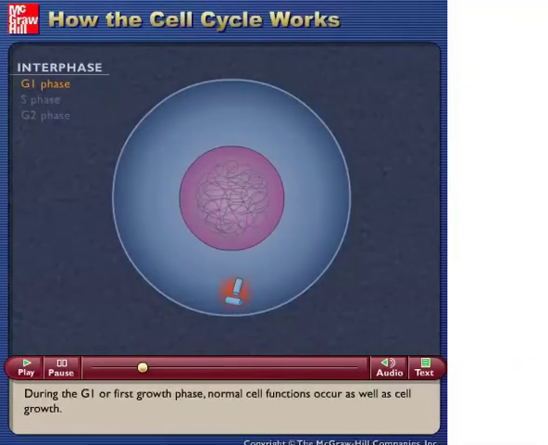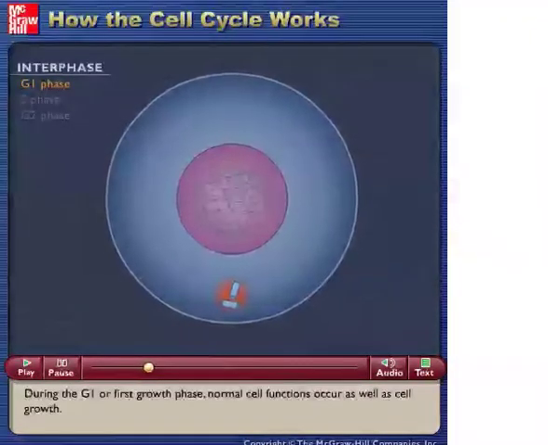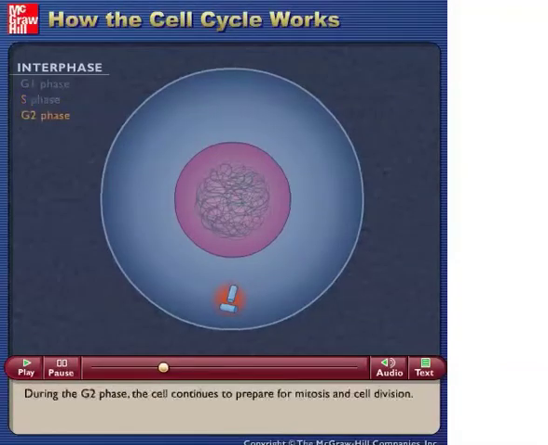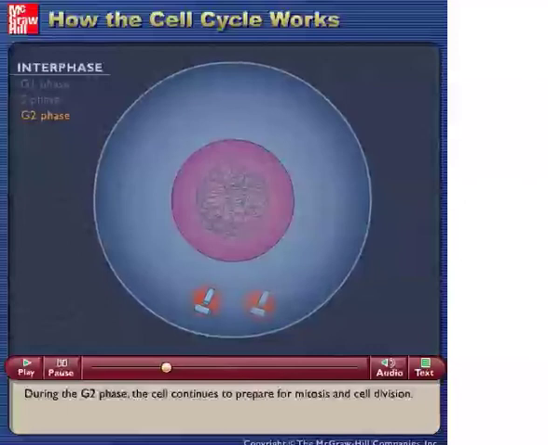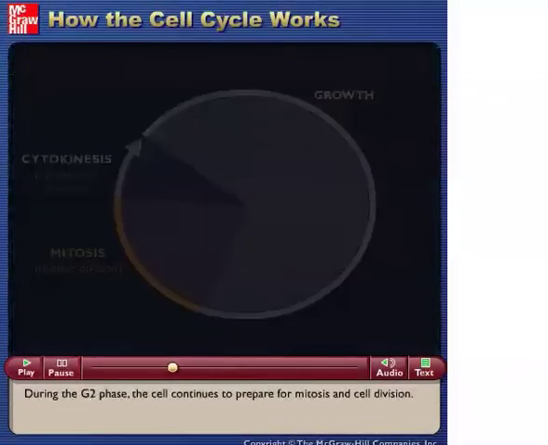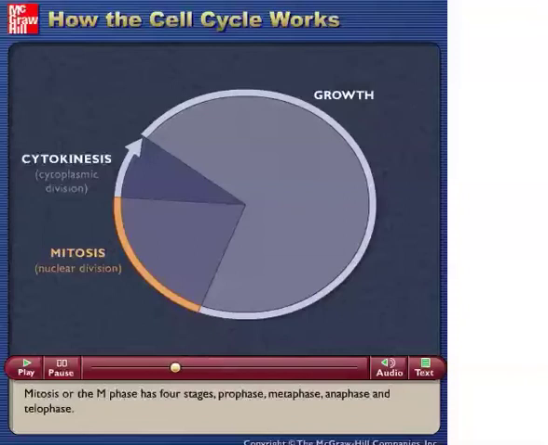During the G1, or first growth phase, normal cell functions occur as well as cell growth. In the S phase, DNA replicates, producing two copies of each chromosome. During the G2 phase, the cell continues to prepare for mitosis and cell division. Mitosis, or the M phase, has four stages: prophase, metaphase, anaphase, and telophase.